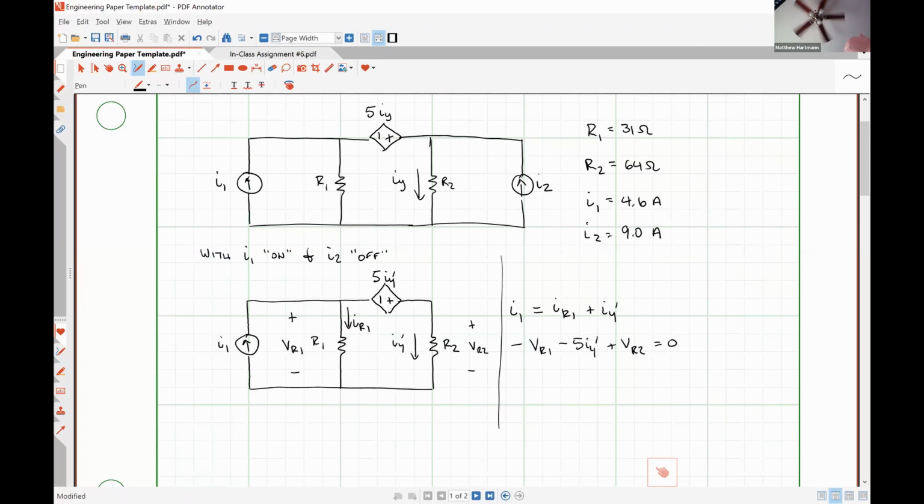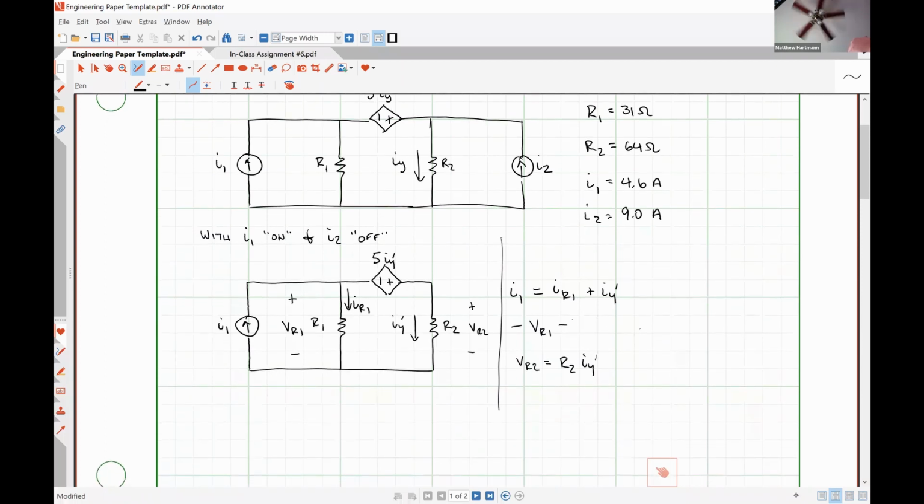So I currently have 2 equations, and I1 is known, so IR1 is unknown, IY prime is unknown, VR1 is unknown, VR2 is unknown. So I have 2 equations with 4 unknowns, and I'm going to have to come up with some other equations. One equation is VR2 is equal to R2 times IY prime. Another equation is that VR1 is equal to R1 times IR1.